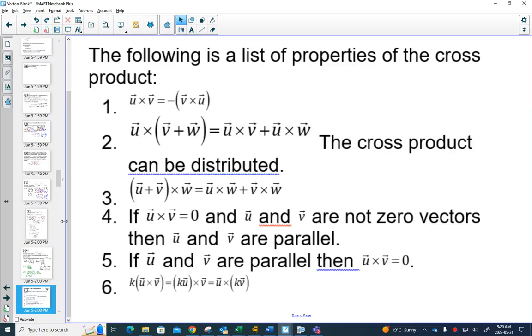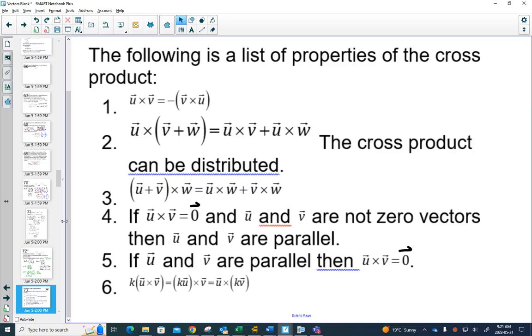But if you do the cross product and you get 0, which technically should have an arrow over top of it because it's a 0 vector, okay, then you know they're parallel. And the same is true if you go backwards. If they're parallel, the cross product is 0.